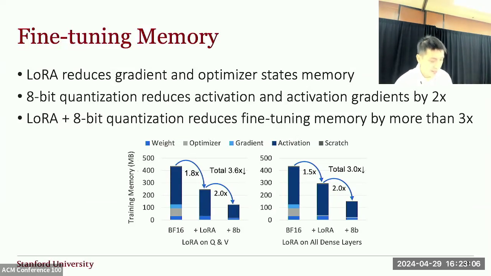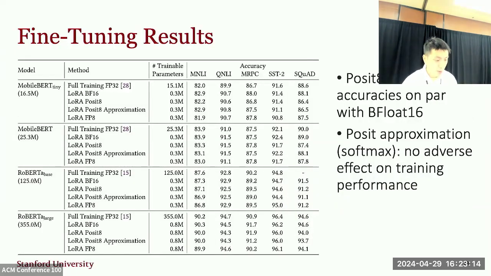Together, these techniques, Lower plus 8-bit quantization, can reduce fine-tuning memory by more than 3 times. We perform our fine-tuning experiments on MobileBERT and RoBERTa models, and we run them on GLUE and SQuAD question answering tasks. We found that both Posit8 and FP8 can achieve accuracy on par with BF16, and also our approximated softmax shows no adverse effect on training performance.